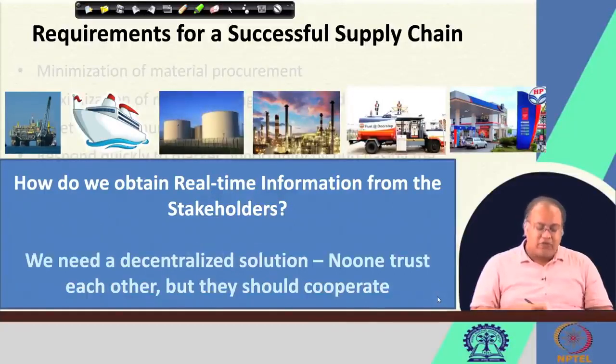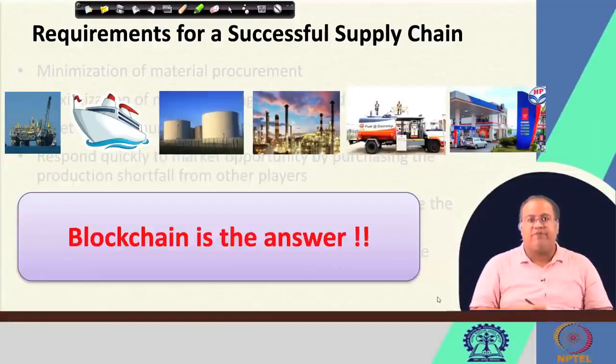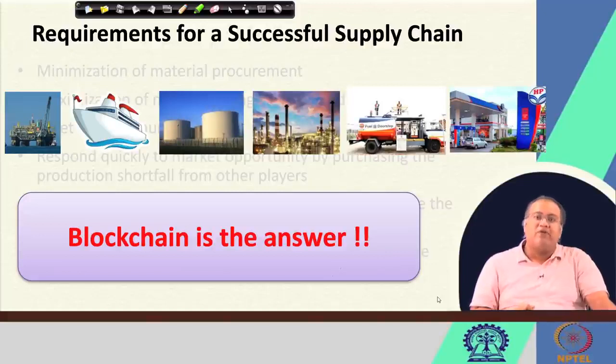So we need a decentralized solution. That means no one trusts each other, but they should cooperate with each other. That is the kind of requirement which I have. To solve this problem, blockchain is the answer. Blockchain can specifically solve this particular problem of decentralization in this context.